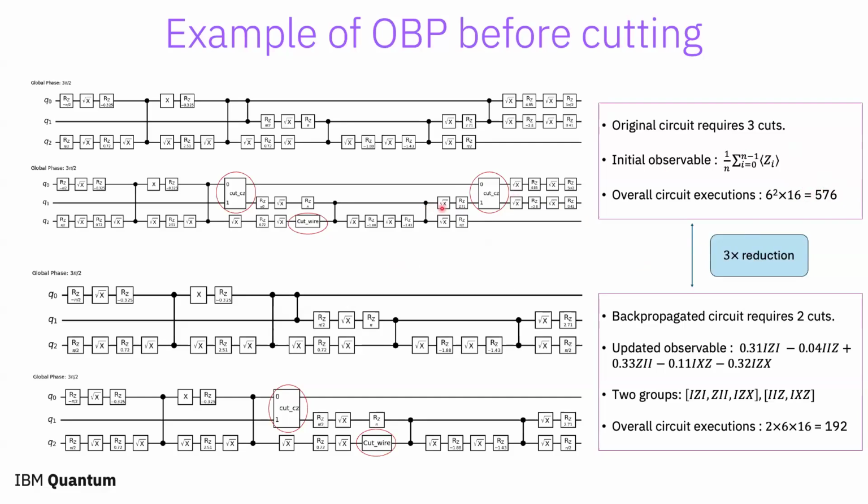If I backpropagate up to say this part, right? So I remove the need to cut this gate, but the observable has updated. Now it has 2 non-commuting groups. So I need 2 circuits, 1 circuit for this part, 1 circuit for this part. So first, I have 2 of these. So I have 6 into 16. That's the total number of executions coming from circuit cutting. Now there are 2 circuits that I need to cut. So the total number of circuit executions is twice of this. However, you see from 576 to 192, there is still a 3x reduction.